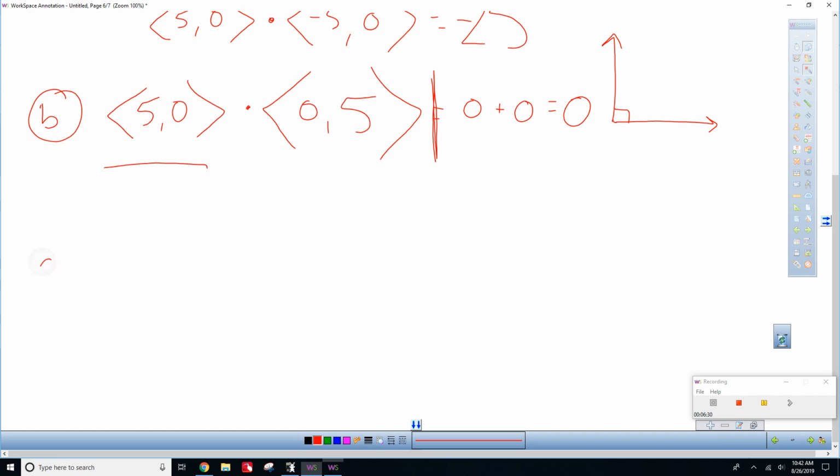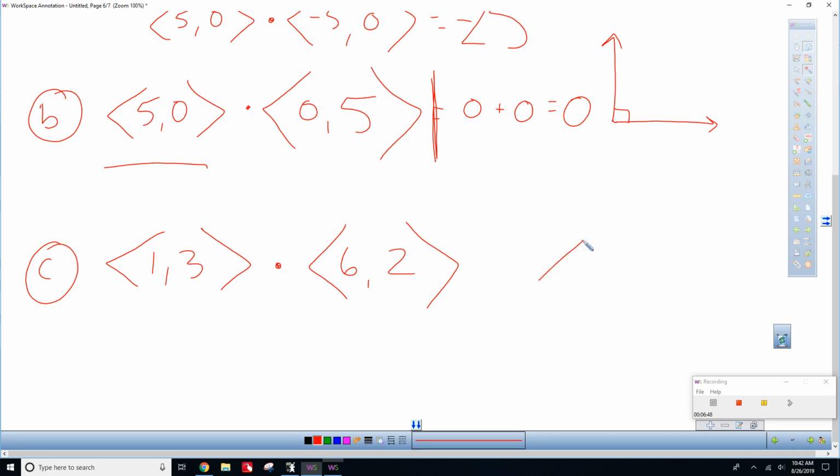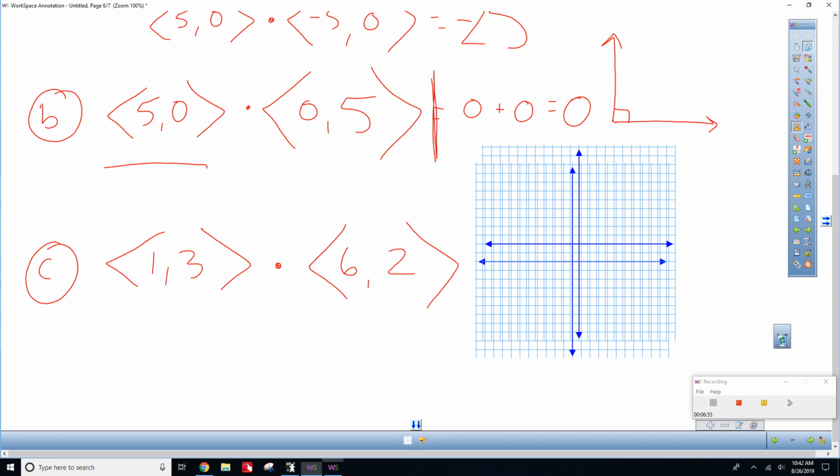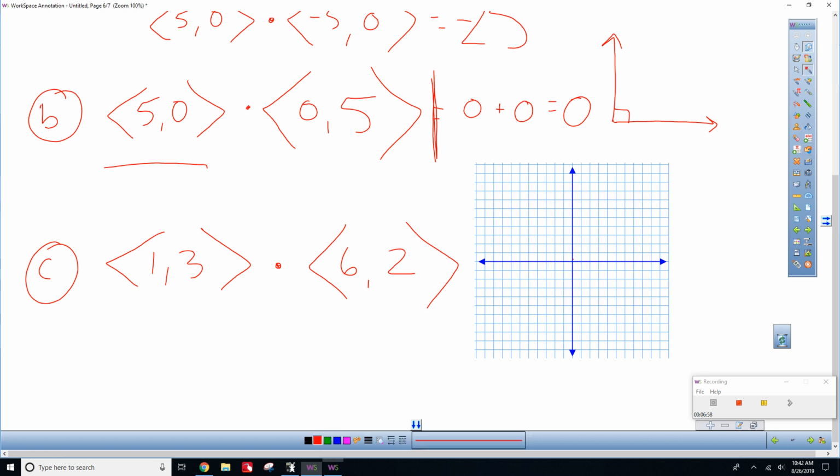They have no components in common. Okay, and then let's just do like a more common one. So let's do 1 comma 3 dotted with 6 comma 2. Let's take a visual look at what this would look like. 1 comma 3 kind of looks like, let's see. Let's put it on a number line. 1 comma 3 looks like that, and 6 comma 2 I think looks like that.